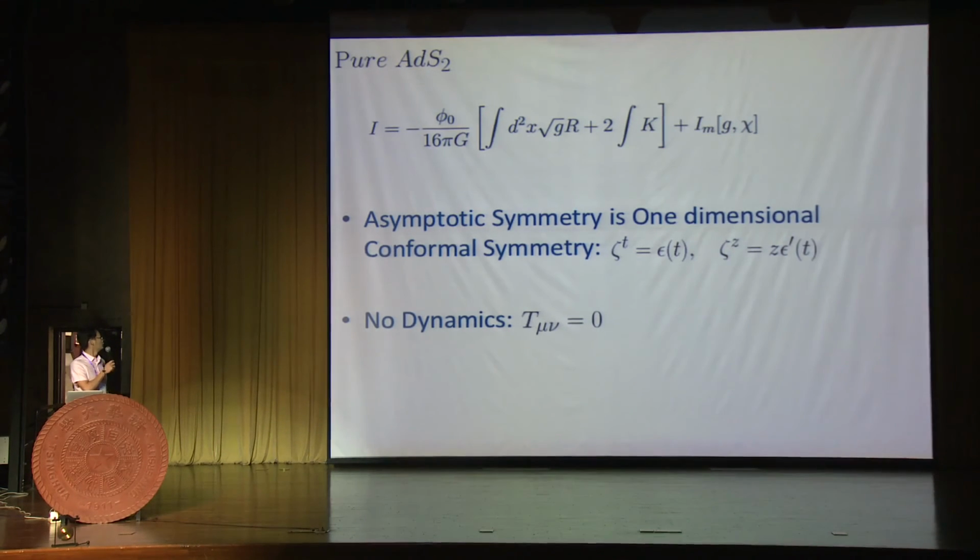This is also confirmed by asymptotic symmetry analysis of AdS2, where you also find one-dimensional conformal symmetry. However, pure AdS2 does not admit any dynamics. It's topological because the Einstein-Hilbert term is topological.